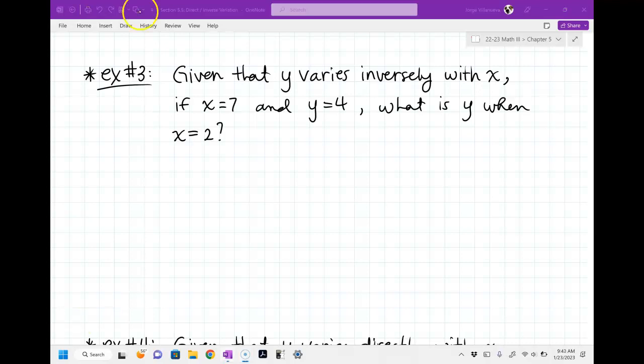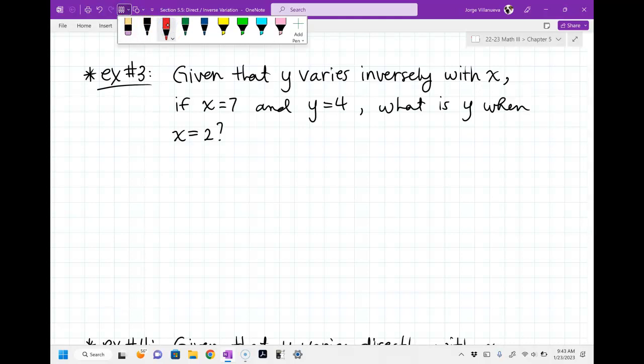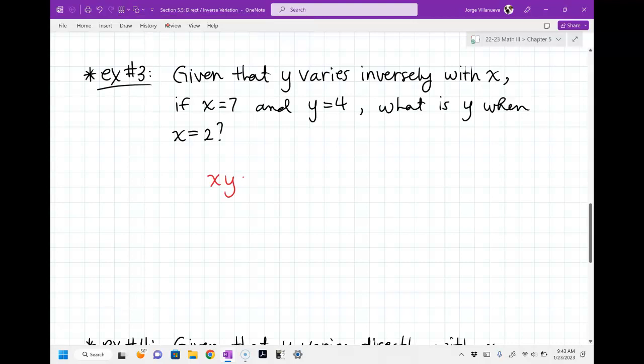All right, so example number 3 says, given that y varies inversely with x, if x equals 7 and y equals 4, what is y when x equals 2? The very first thing you have to do is recognize what kind of variation we're using. They mentioned inversely. So if this is an inverse variation, then I'm going to use this formula, but I'm going to write it twice. The first time, the formula on the left, I'm going to have to solve for k. You will always solve for k first. Then you'll solve for whatever they want on the second equation.